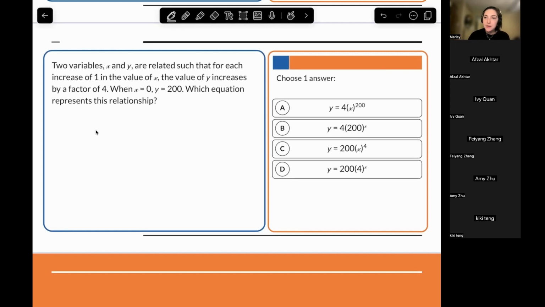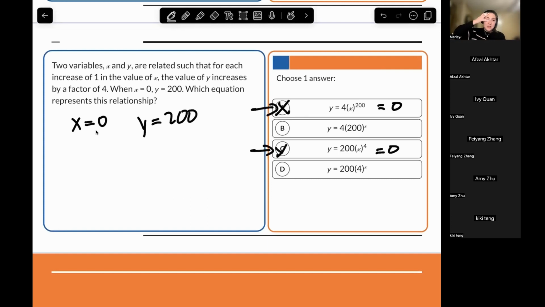So some key things here, even if I don't really understand what they're saying when they say the value of y is increasing by a factor of 4, let's say that's something that's confusing me in my head for some reason. I don't know what they mean by that. I can always start off with x equals 0 and y equals 200. So these two, if I plug in x equals 0, I'm getting 0. 0 to any power is going to be 0. These will give me 0 if I plug in x as 0. The other two, that's when I want to plug in x equals 0, and anything to the 0 power is equal to what?